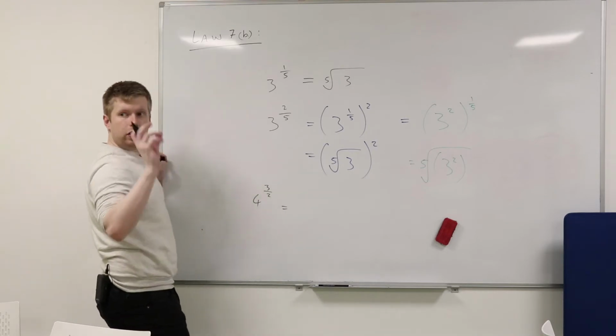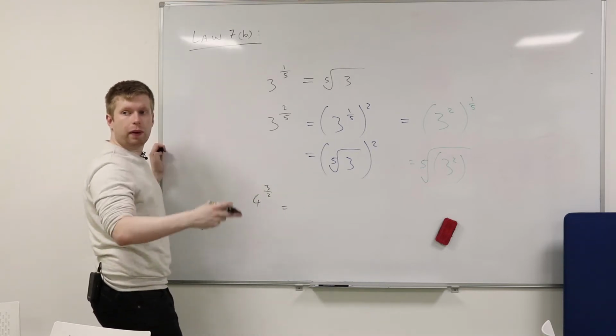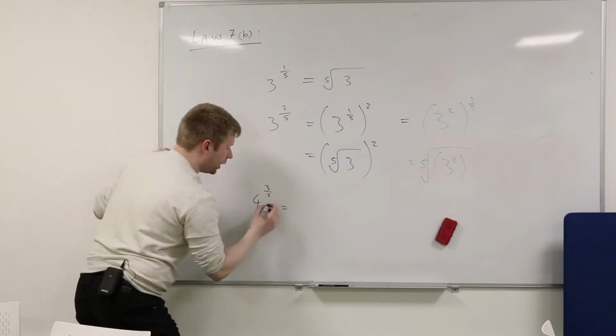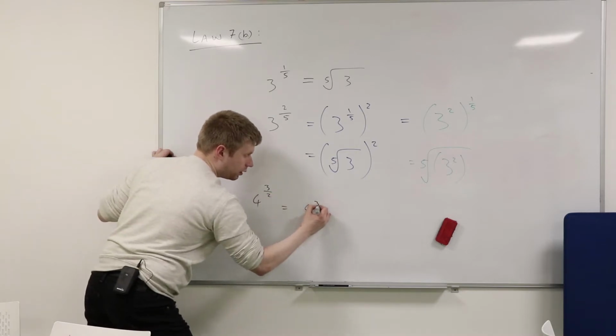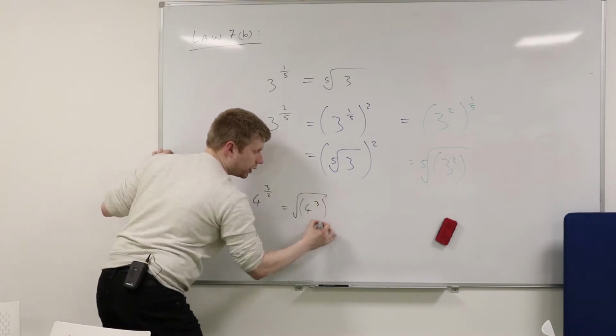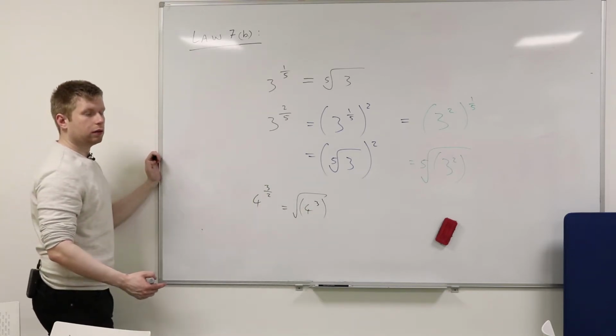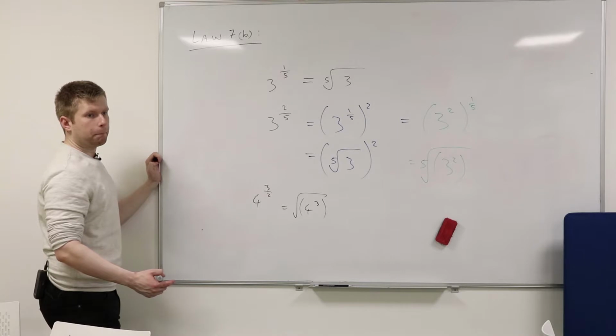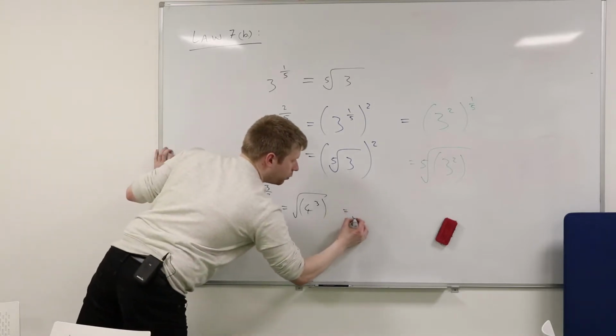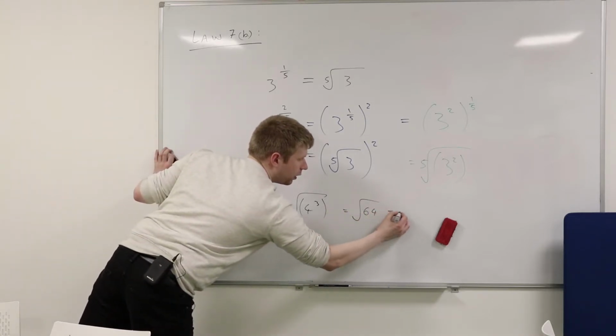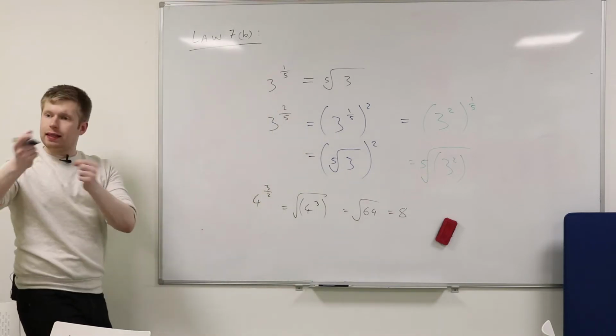8. So which one are you doing first? You're doing the root or you're doing the power? The power, okay, so you're saying 4 to the power of 3 and then square rooting. So you're doing it that way around. Okay, so what's 4 to the power of 3? 64. Okay, and what's the square root of 64? 8. Okay, now what if I did it the other way round?